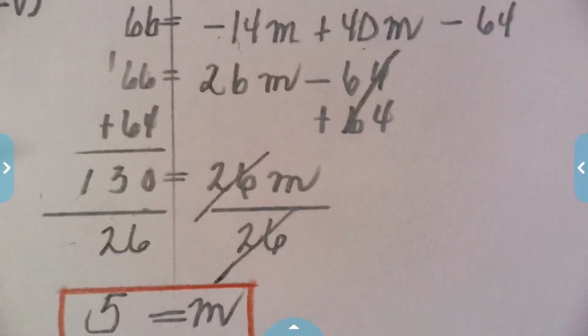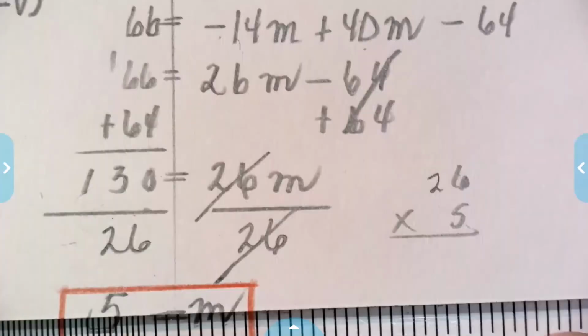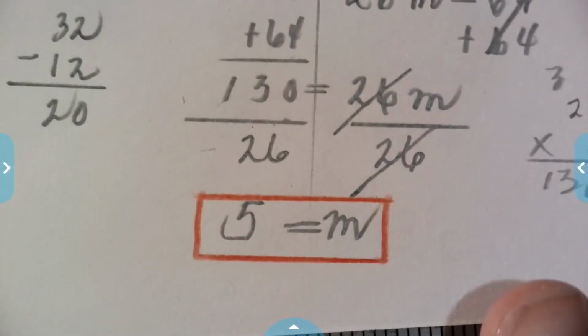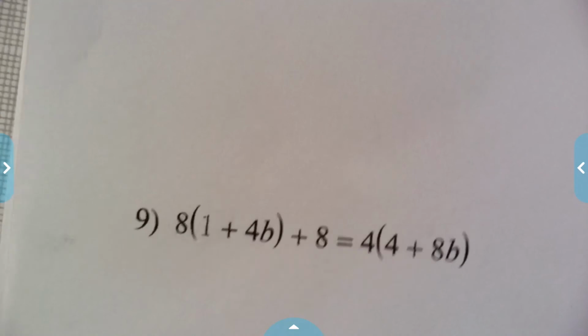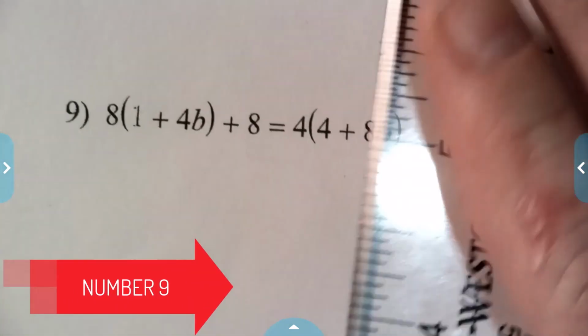And just to be sure, we don't want to make any mistakes. So we're going to take 26, multiply by 5, and just check, because what possible harm could there be in doing that? And we got it. So we're very confident there. All right, moving on to number 9. Oh, joy.